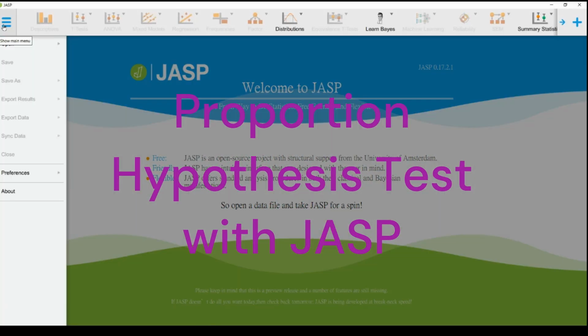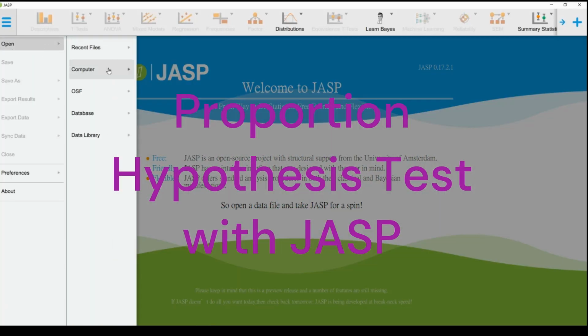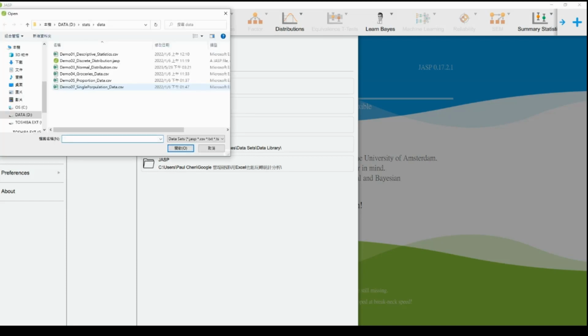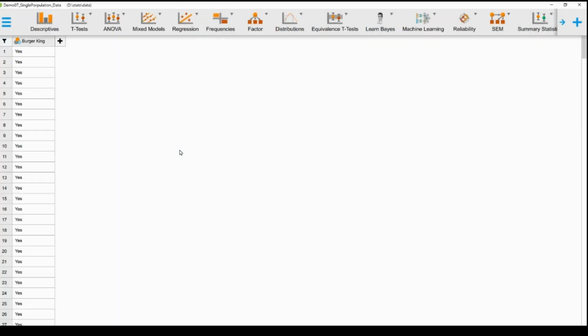Fast food chain Burger King claims that its market share is 20%. This claim needs a hypothesis test. In JASP, open the fast food preference file and observe the contents.